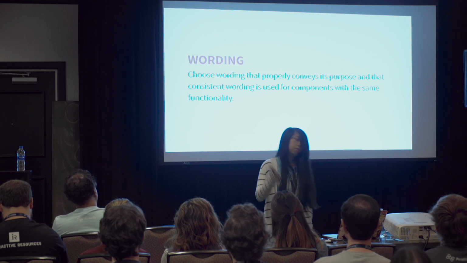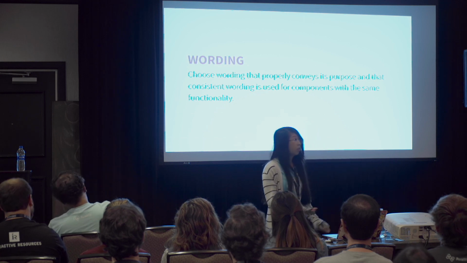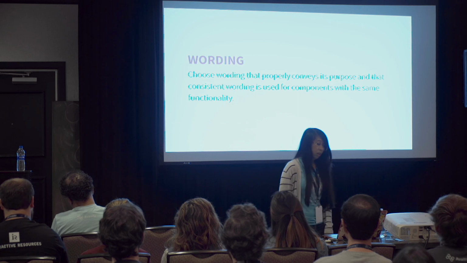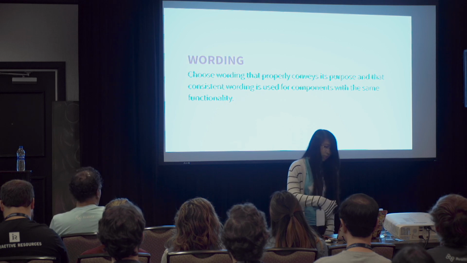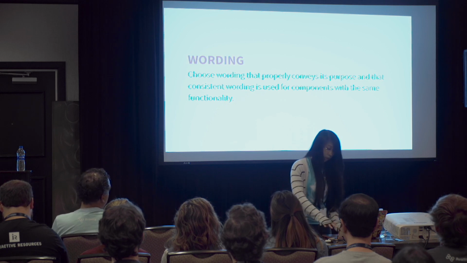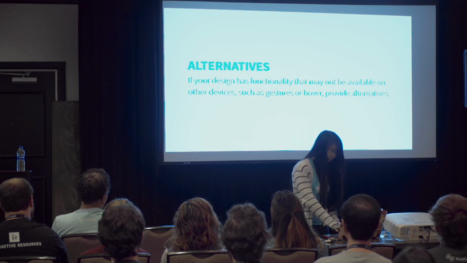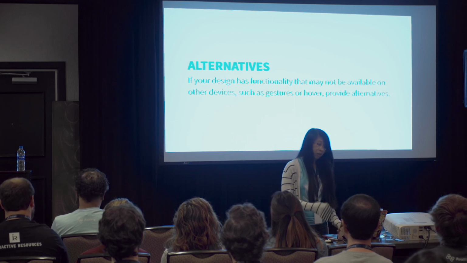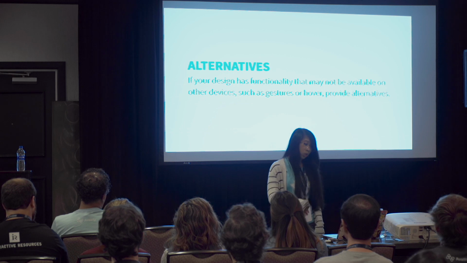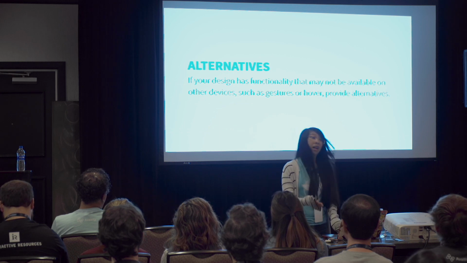Wording, and this might be where your technical writer comes in or product, whoever provides wording. Choose wording that properly conveys its purpose and that consistent wording is used for components with the same functionality. Alternatives. If your design has functionality that may not be available on other devices, such as gestures or hover, provide alternatives.